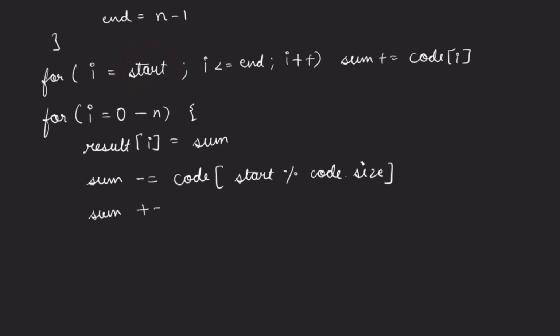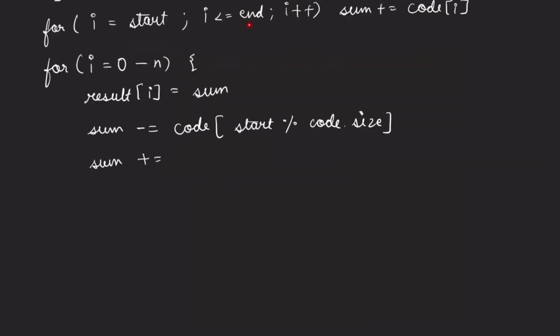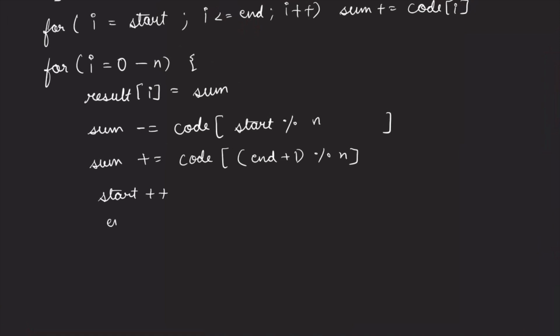So in the sum, what we will add, so now the end is denoted by the index end, right? So what will be the next element? It will be end plus 1, right? So in the sum, we will add code of end plus 1 modulo n, right? This code dot size can also be replaced with n, right? So basically we are doing modulo so that our indexes always lie within the range of code, right? And now since we have moved our window forward, our start will be incremented by 1 and our end will also be incremented by 1. With this, we will be able to find out the answer for all the indexes, and at the end, we can return the result, right?